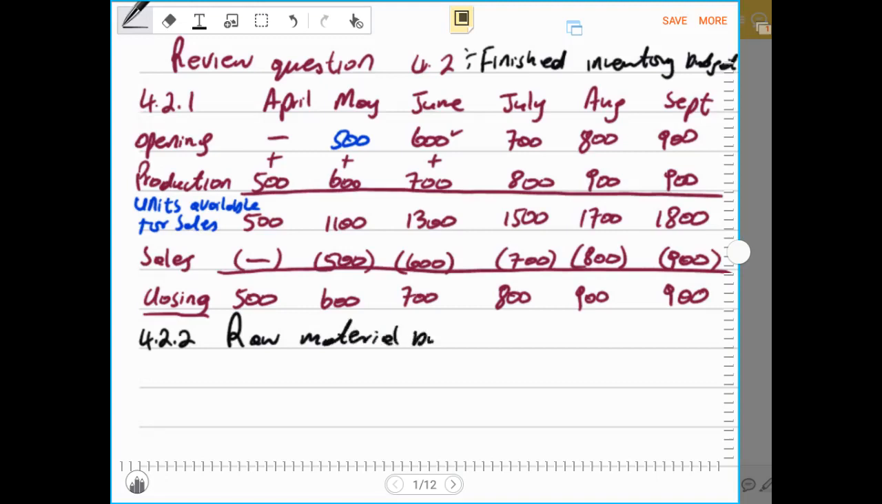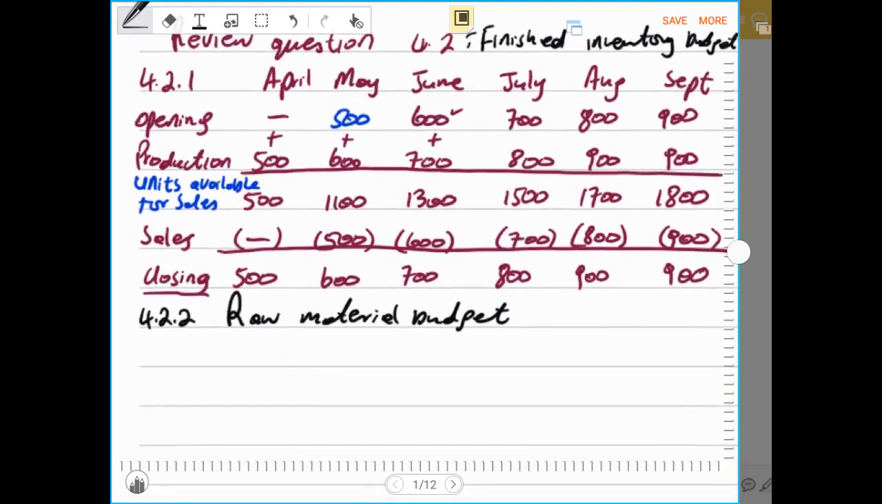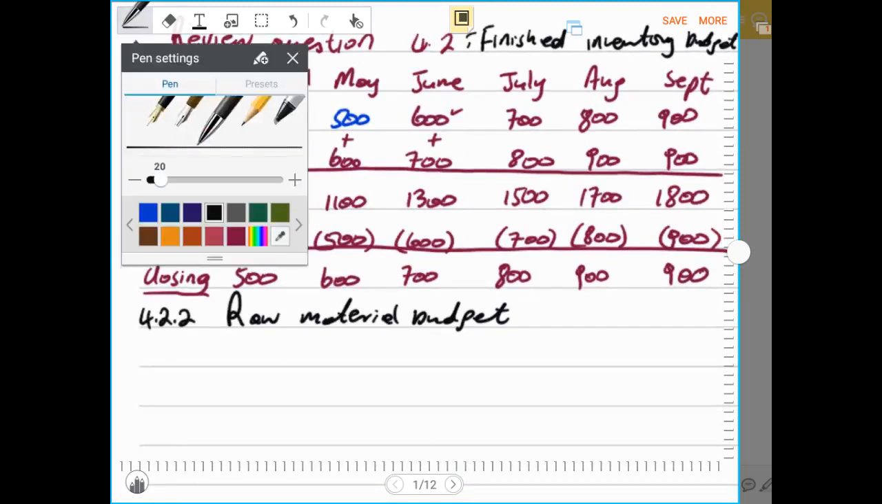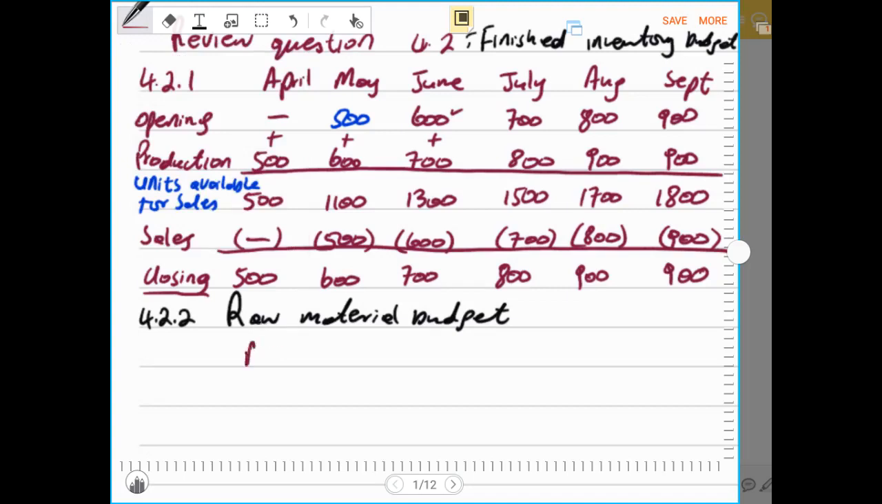Raw material budget. And in this raw material budget, remember guys, we are still doing it for the same 6 months. Nothing has changed. We are still taking into account 6 months. So now we have the same months once again. The first month is the month of April. Second month is the month of May. Another month is June. Another month is July. Another month is August. Another month is September.